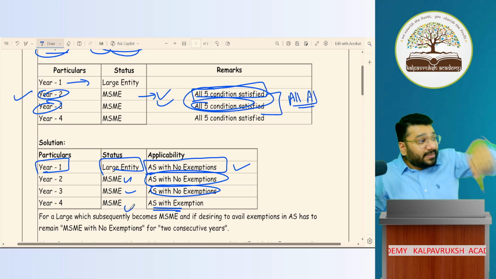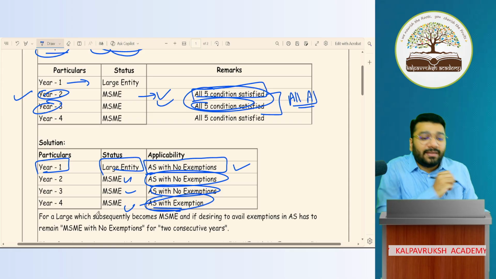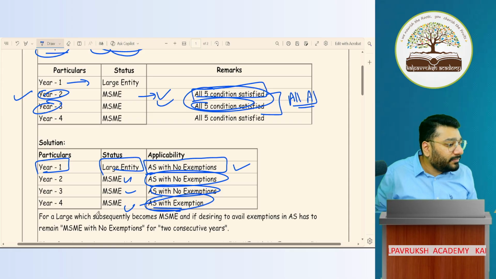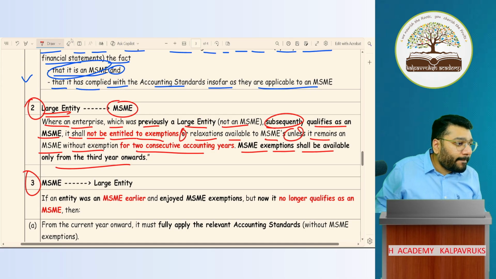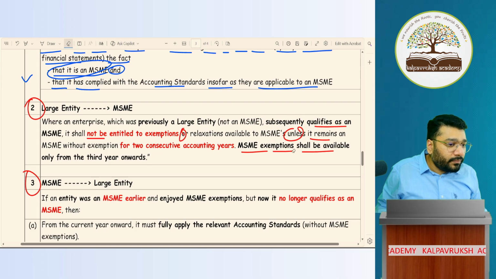and third year also MSME should be there. Then only the AS exemption will be given. Got it? Not got it? Let's come back and read this line. Now it will make sense.